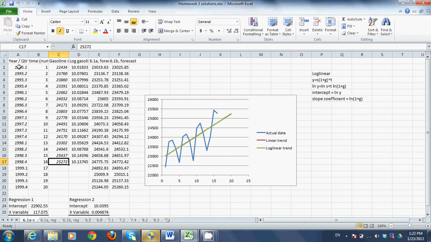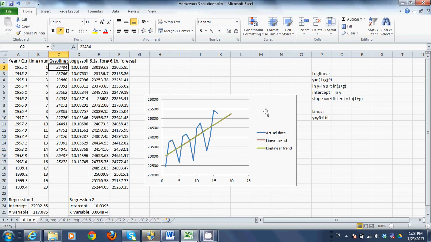So the actual question says, estimate the linear trend in the data and use it to forecast gasoline sales in the United States in each quarter of 1999. So to estimate the linear trend, you run a regression. The linear trend you assume would be y equals y0 plus bt. So b would be some absolute rate of increase in gasoline sales, and then t would be the time. Okay, so that's our data.